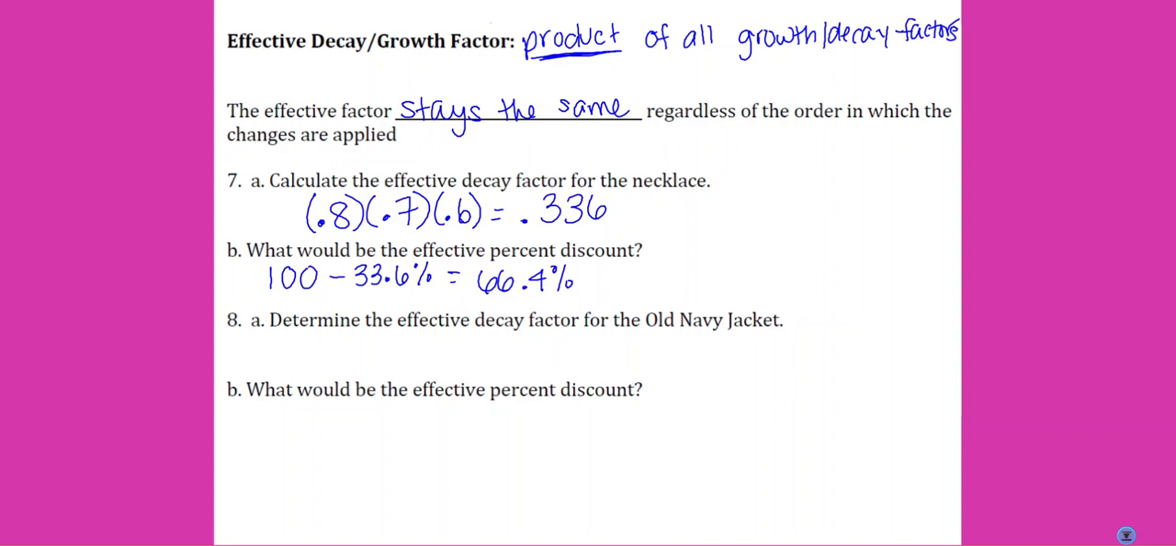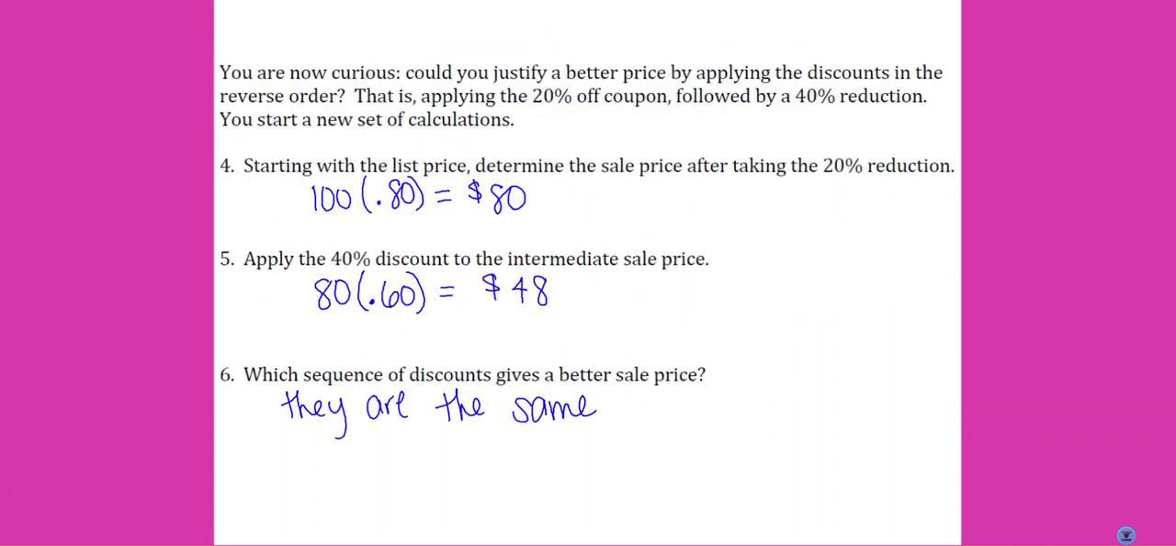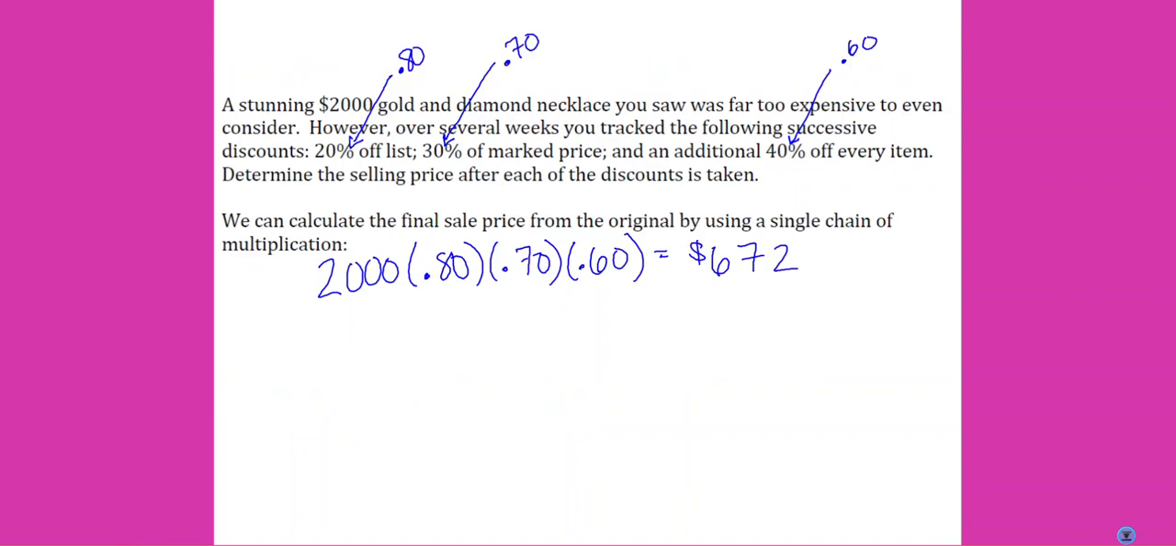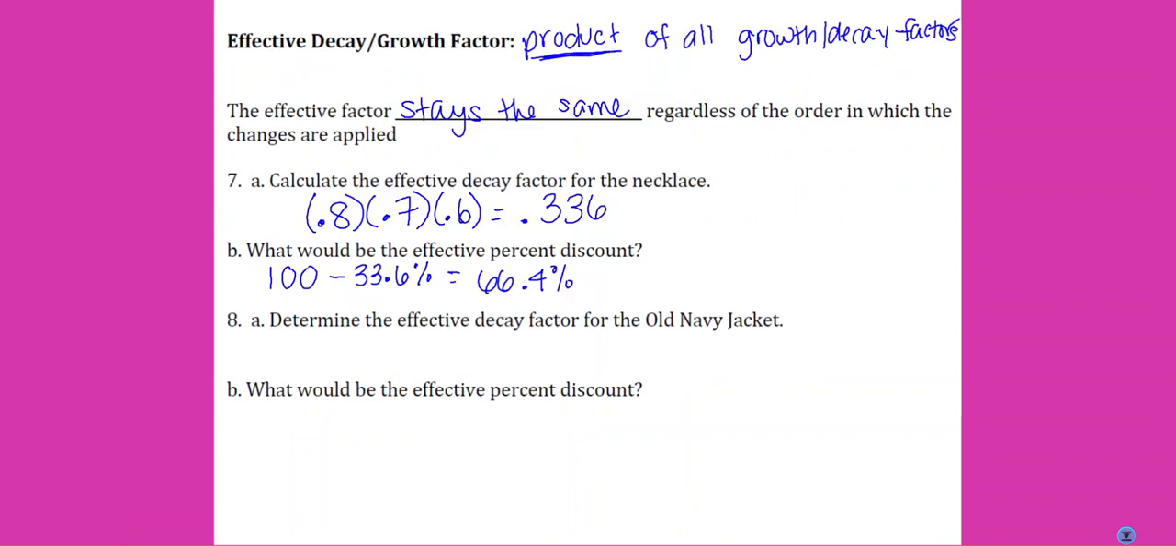What about for the Old Navy jacket? If we go back, those decay factors were 0.8 and 0.6, which gives us an effective factor of 0.48, which would be, we paid for 48% of the jacket, which means it was discounted 52%.